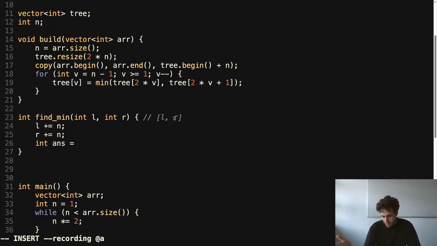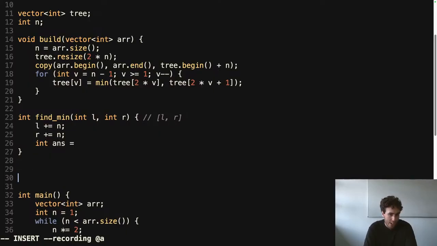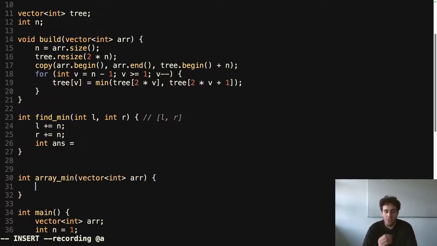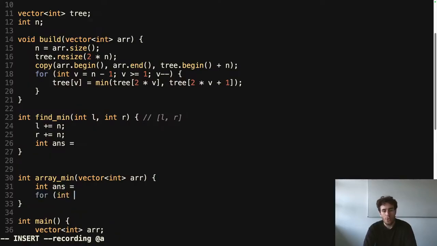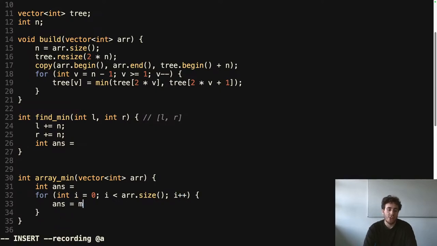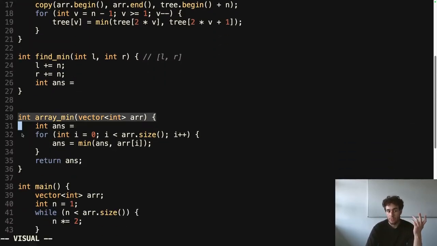But initially, what if you want to compute the minimum of the whole array? Imagine you have some kind of function, array minimum. You're given some kind of array and you want to compute the minimum. You have initially your answer, and then you go through all the elements and you change answer to the minimum of answer and array I, and then you return answer. This is how you would do the minimum of an array, right? Just iterate over all elements and update your answer with this value.